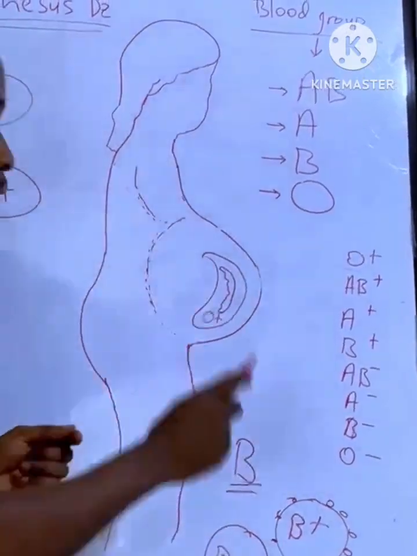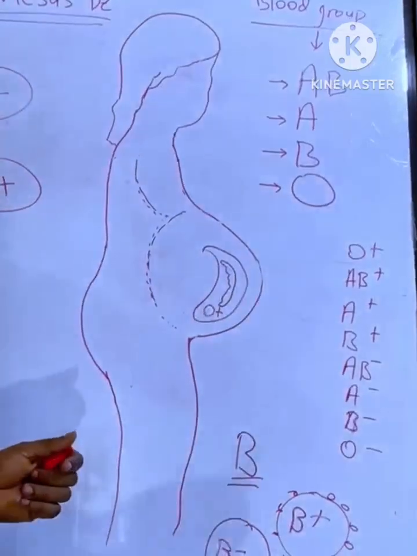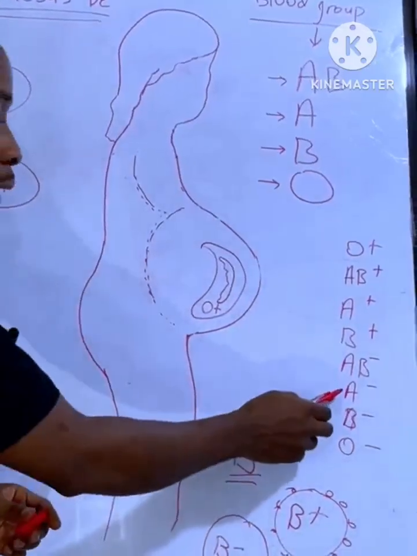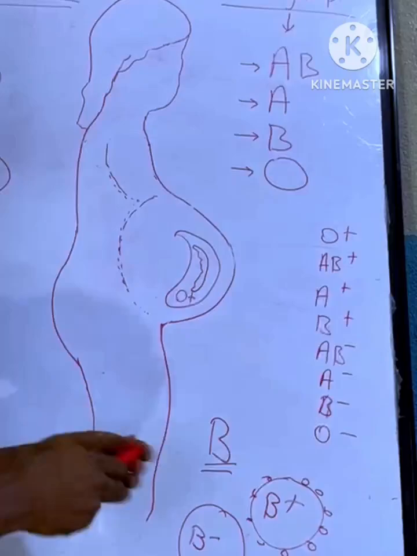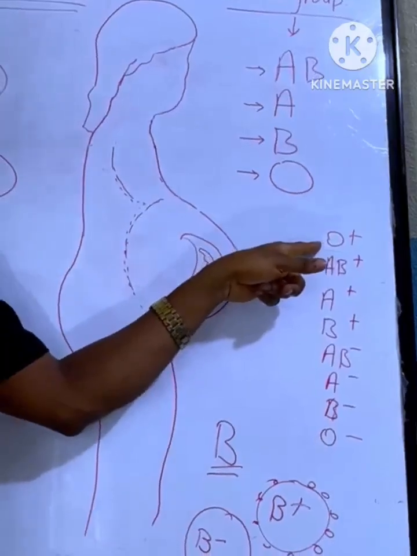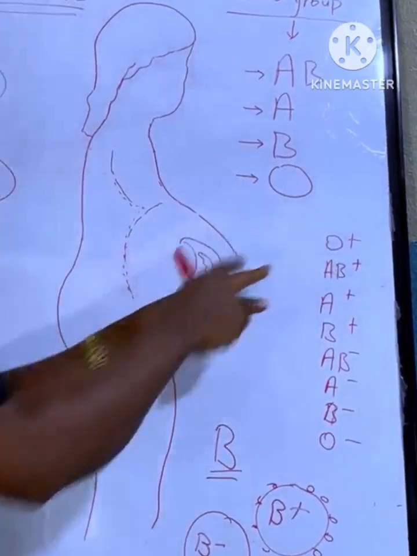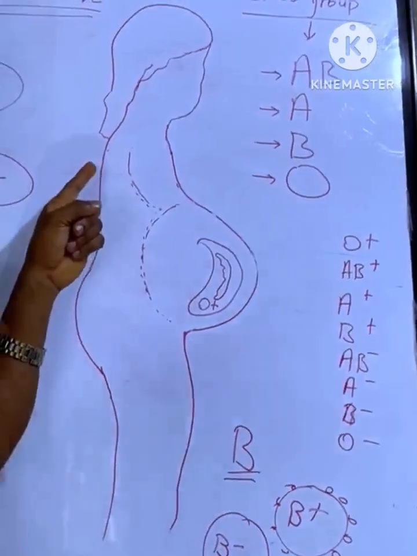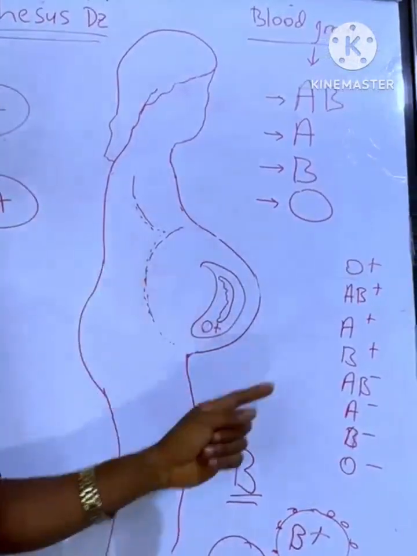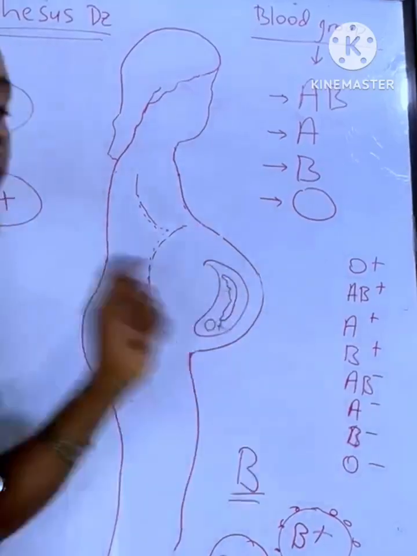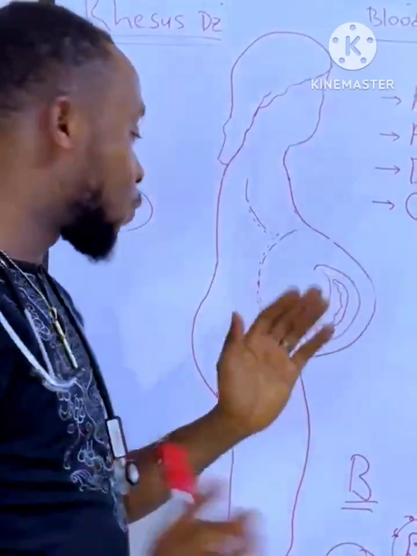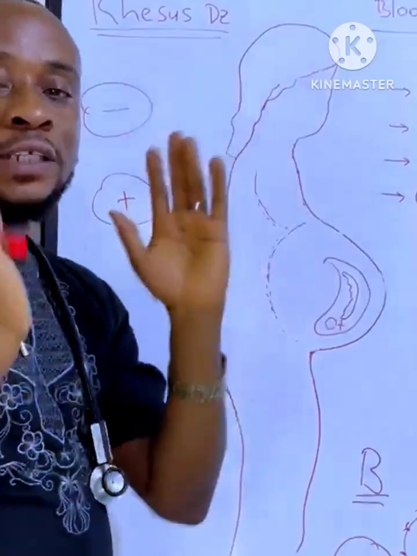But where the father has O plus and the mother has O minus, or the mother has A minus, she is carrying minus, that means she doesn't have the protein. So when the child comes with the father's plus, and the mother has minus, that's where the problem is. But if the child comes with the mother's blood type, which is minus, the mother has minus, the child has minus, nobody has the protein. So in that case, the mother is safe, the child is safe.